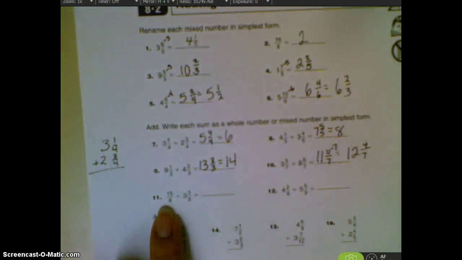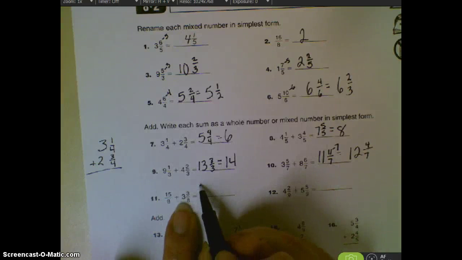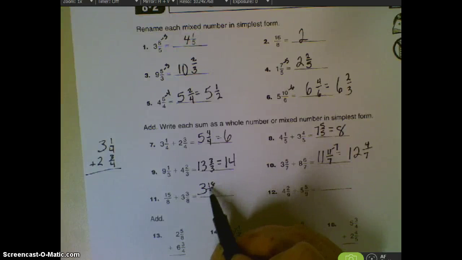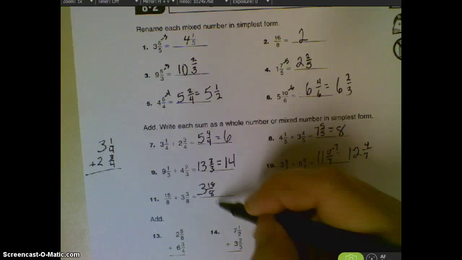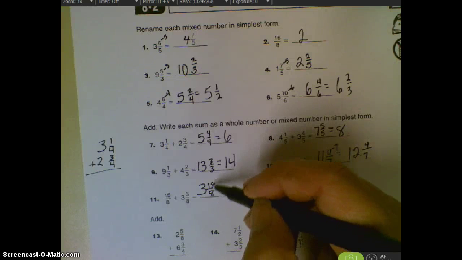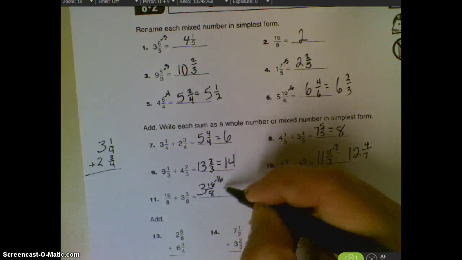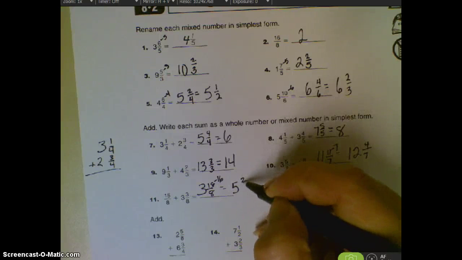Oh, this one looks funny because it's already improper. We'll keep our whole number of 3, and let's add our numerators. 15 plus 3 is 18 out of 8. Wow, we can put a lot of 8s in there. In fact, I think I can take 2. 2 8s would make it 16. So 3 becomes 5, and then if I take 16 out, I have 2 left over.